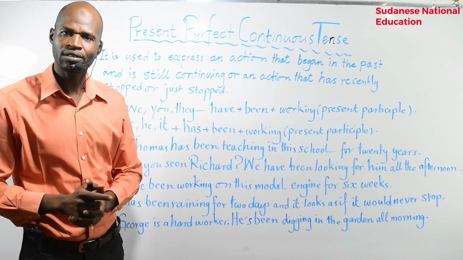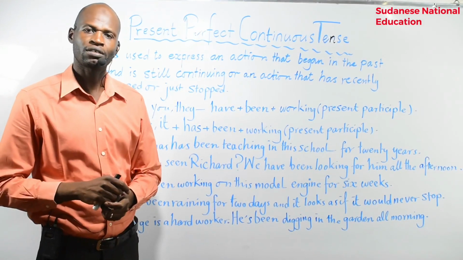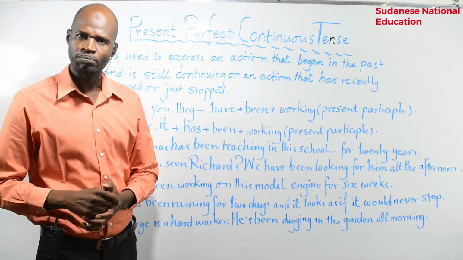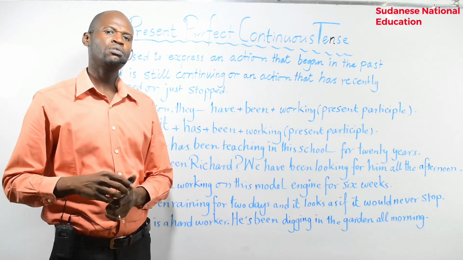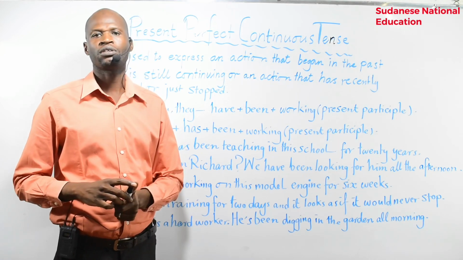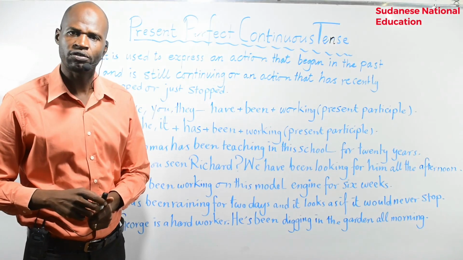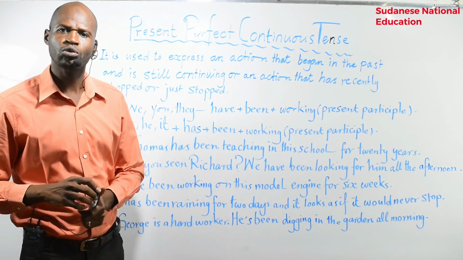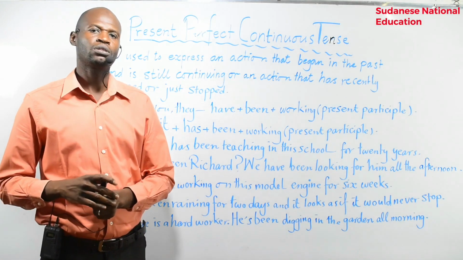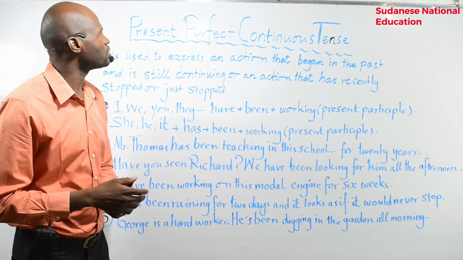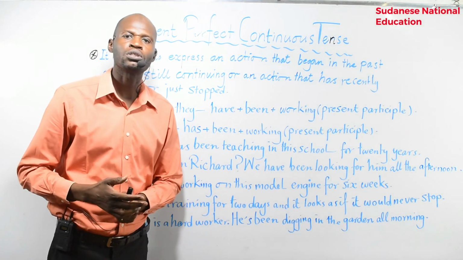Lesson 6 of Writer Grammar Book 3. Today, I would like to continue talking about perfect tenses. We started before talking about present perfect tense, and we gave the situation in which we use present perfect tense. Today, we'd like to continue with the present perfect continuous tense.